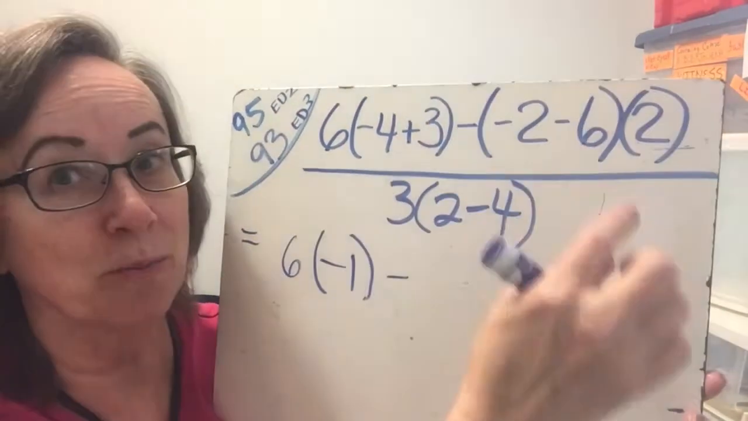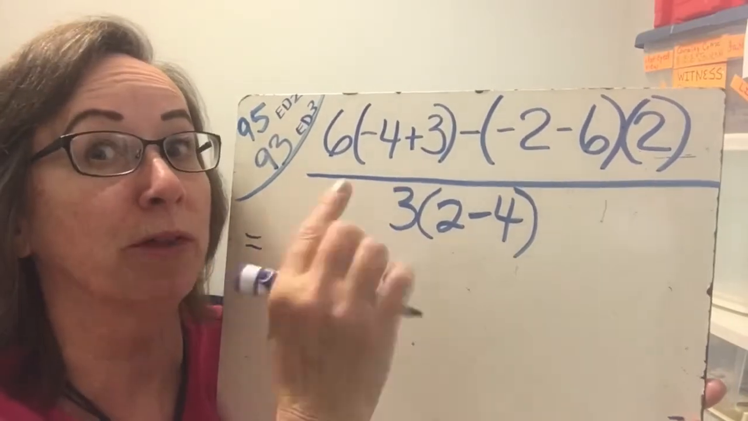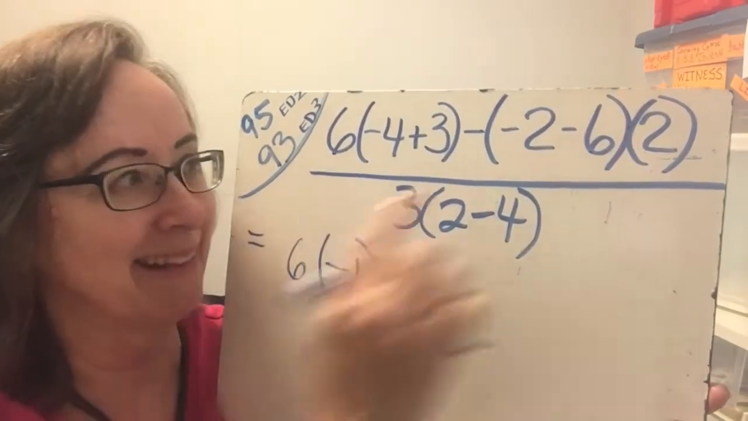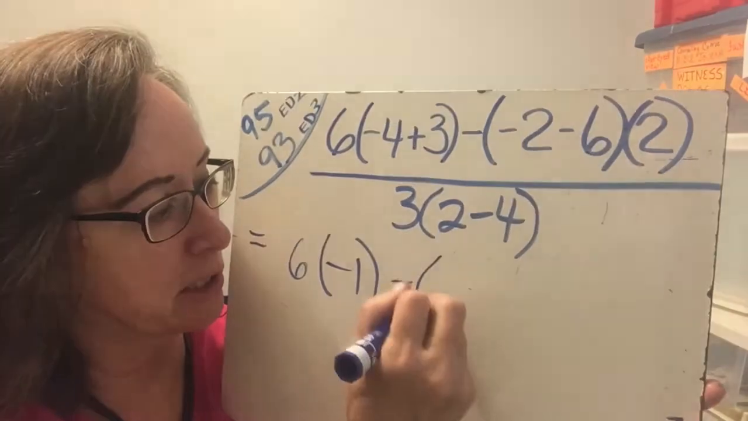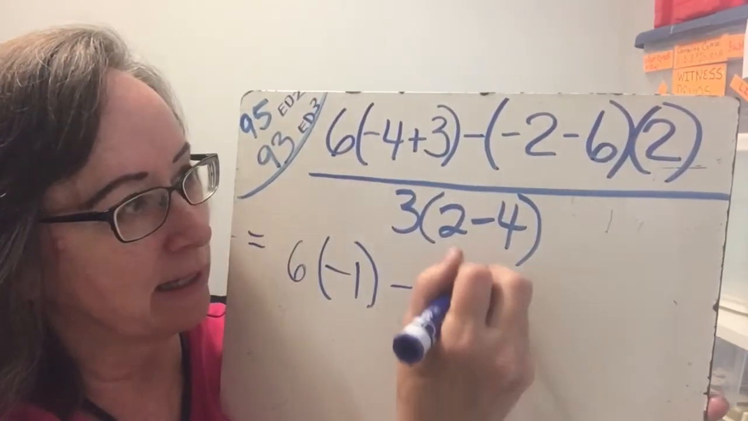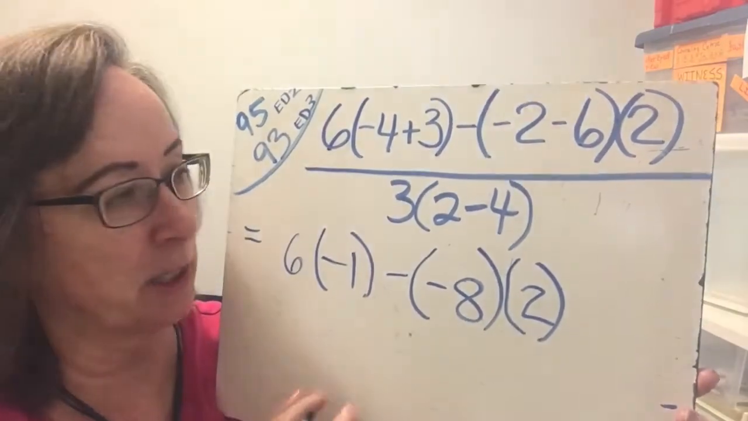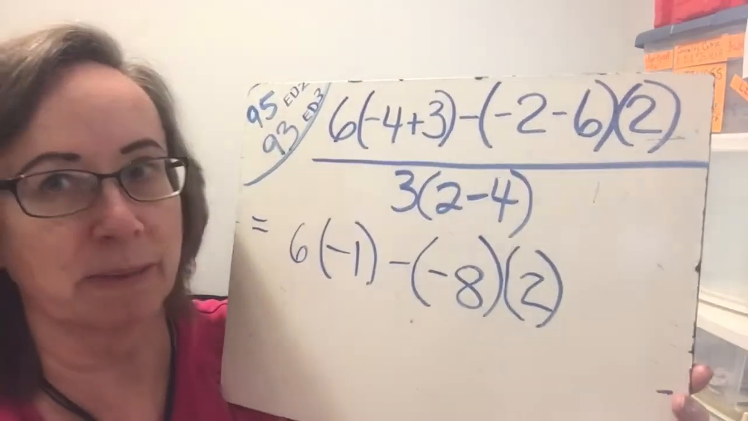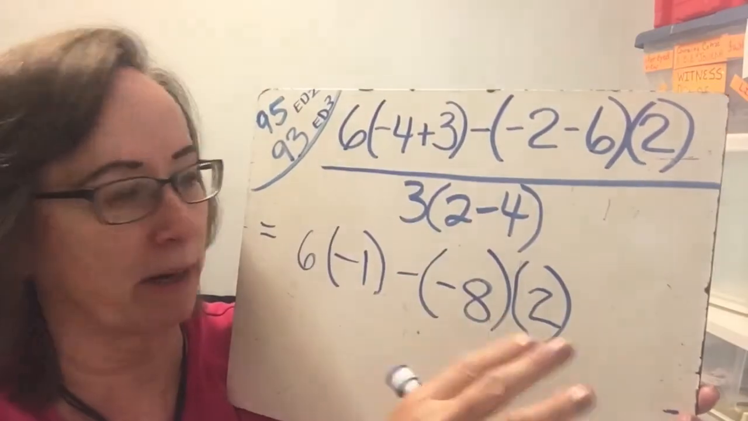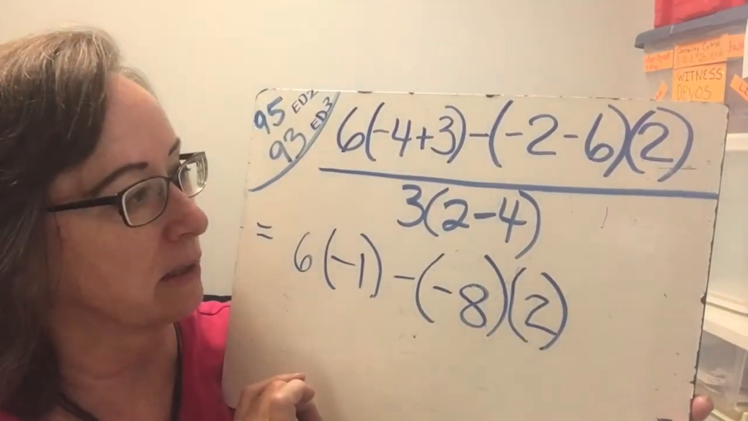We have a -2 minus a 6. They're both moving to the left on the number line. That's a -8, isn't it? So we'll just go ahead and put -8 and then times 2. So we simplified it a little bit. So now we're going to simplify it again. We're going to finish our numerator, and then we'll go back up and do our denominator.